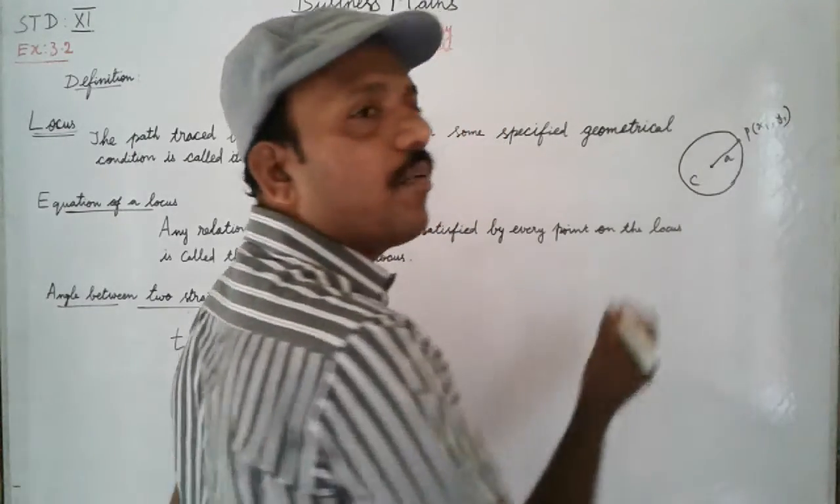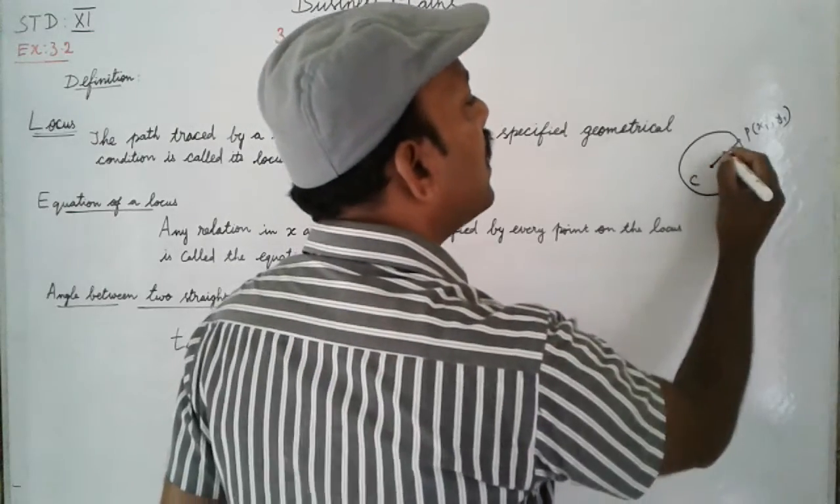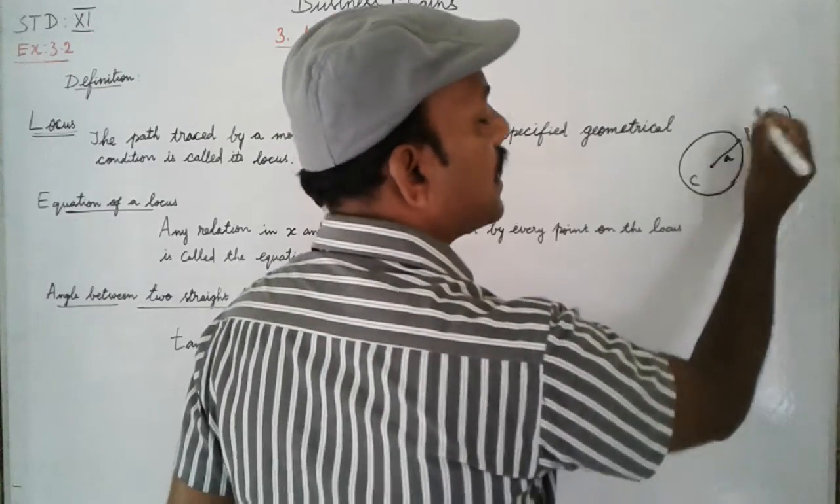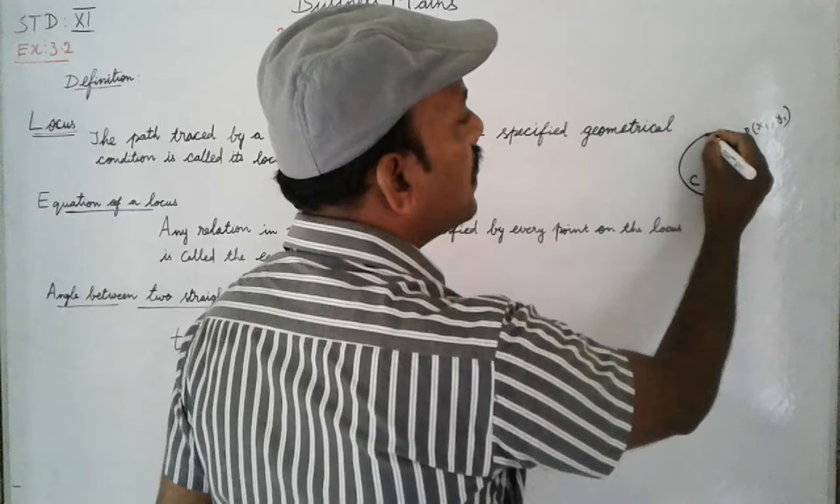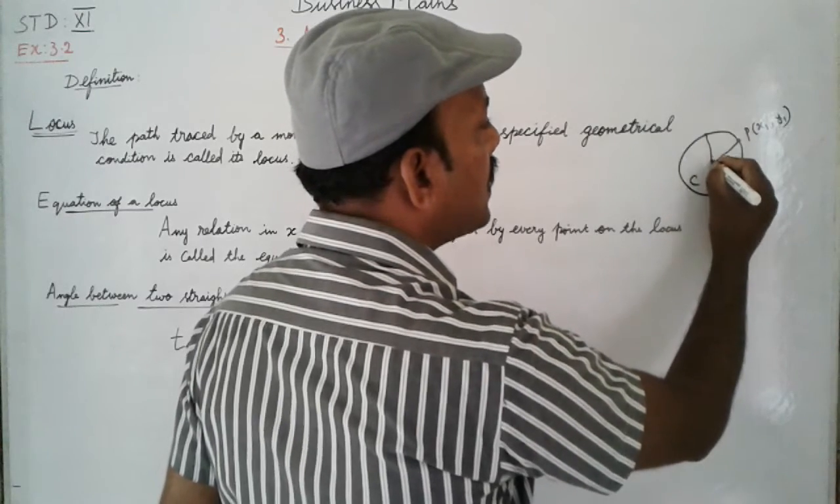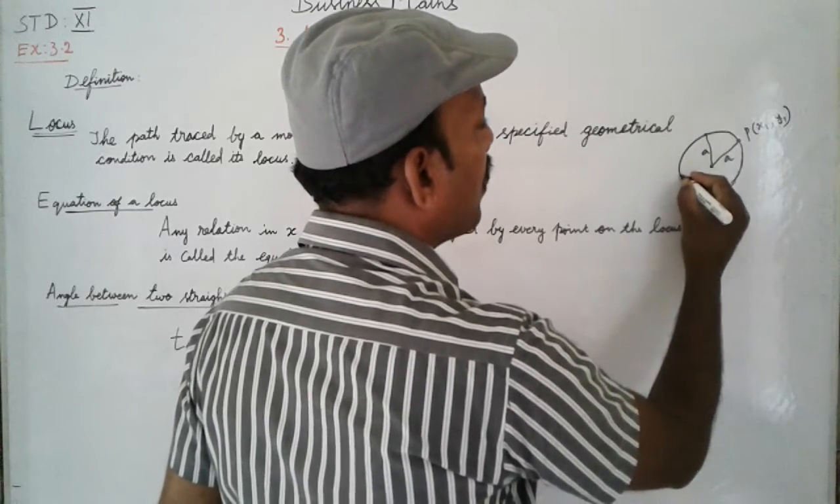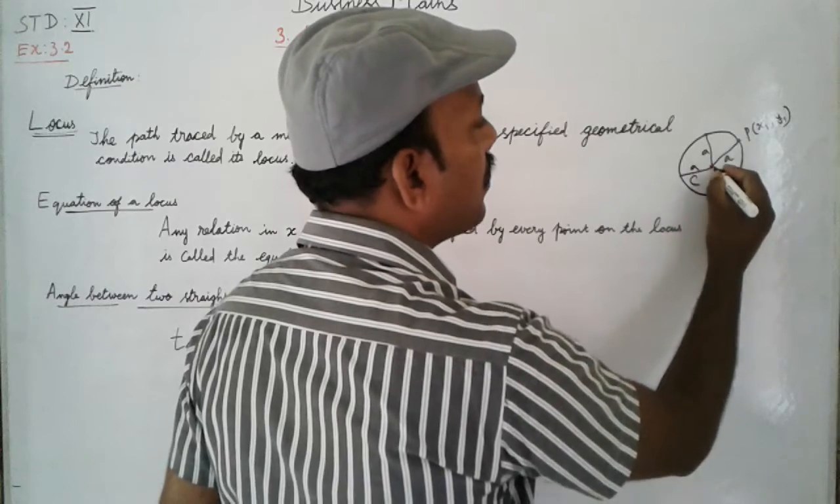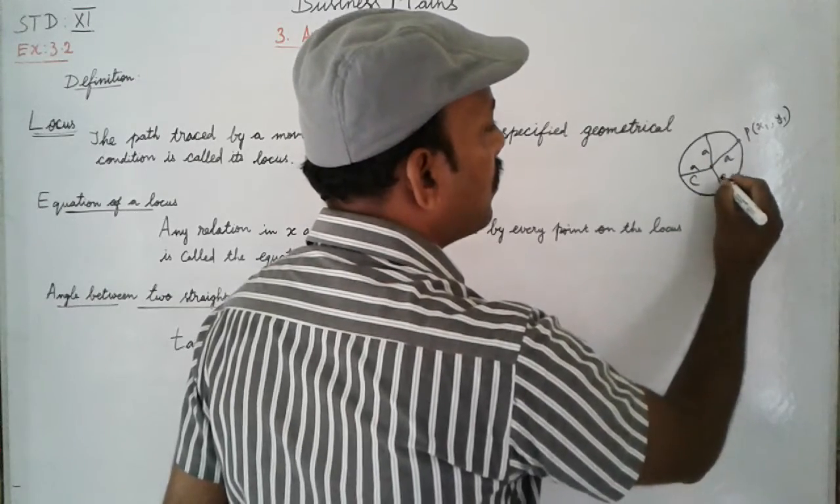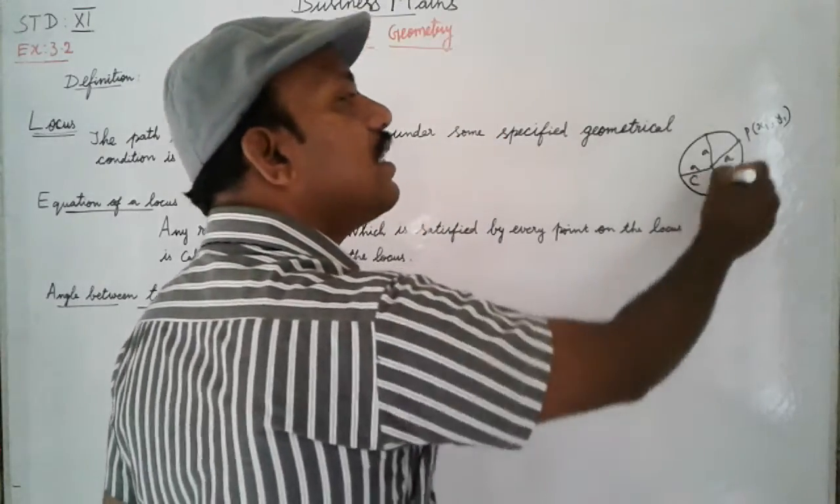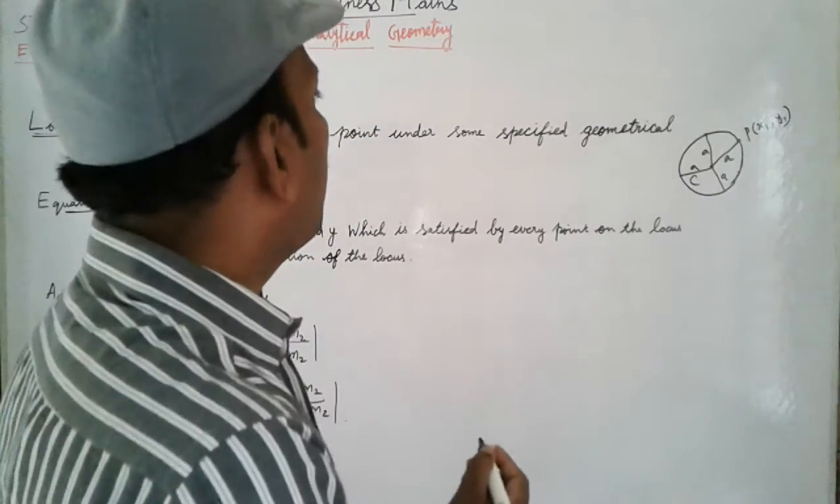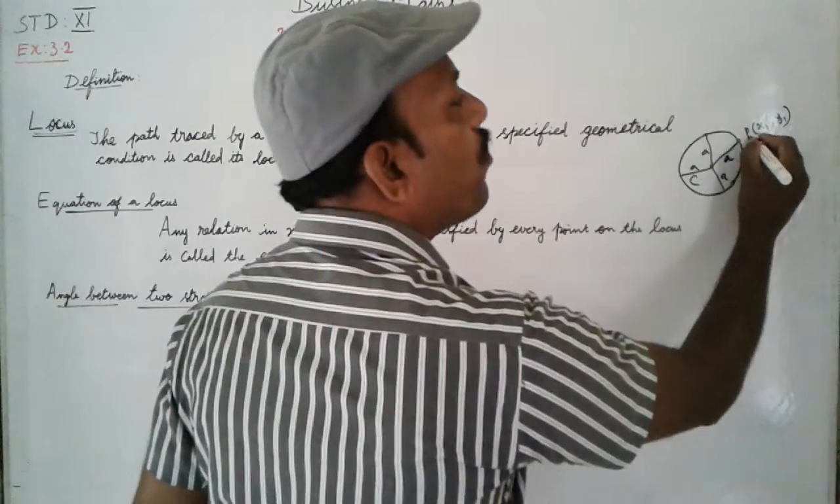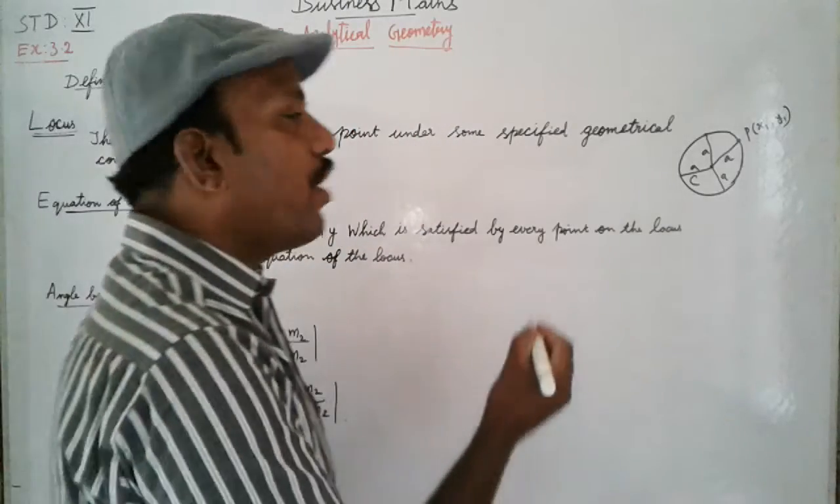So P of x1 comma y1 is a moving point. It's at the same distance from the center. Each and every point is at the same distance a from the center. This is also a. So the circumference of the circle is called a locus. The moving point is P of x1 comma y1.